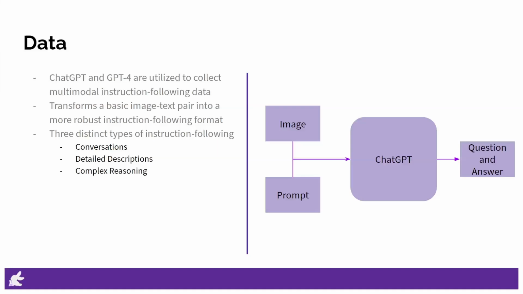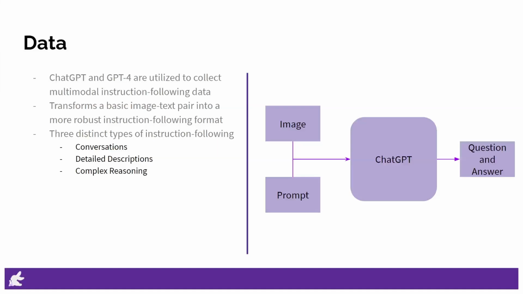Drawing inspiration from the recent achievements of GPT models in text annotation tasks, ChatGPT and GPT-4 are utilized to collect multimodal instruction following data, capitalizing on the extensive existing image pair datasets. It transforms a basic image-text pair into a more robust instruction following format. It creates 3 distinct types of instruction following data, starting with a few manually crafted examples to guide the in-context learning process with GPT-4.